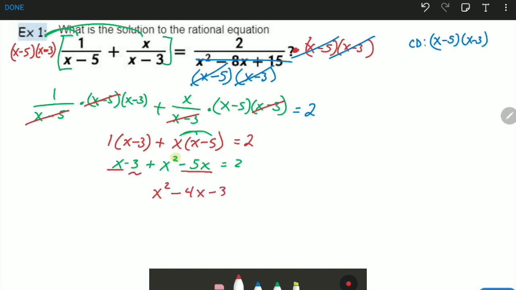My minus 3 will come down. Equals 2 will come down. We need to make sure it's equal to 0, so we'll subtract 2 on both sides. We'll have x squared minus 4x minus 5 equals 0.